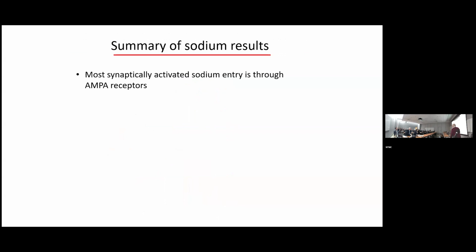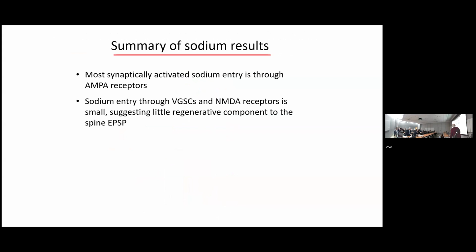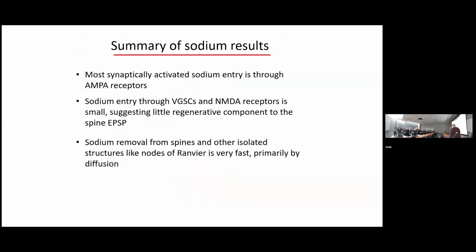Okay, so the main conclusions from the sodium part of this experiment are that most synaptically activated sodium entry is through AMPA receptors. Entry through voltage-gated sodium channels and NMDA receptors is small. And sodium removal from spines and other isolated structures, which I didn't go into in detail, is very fast, primarily by diffusion.